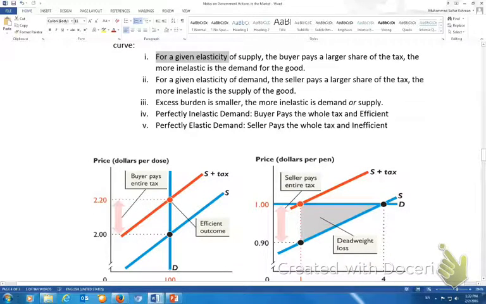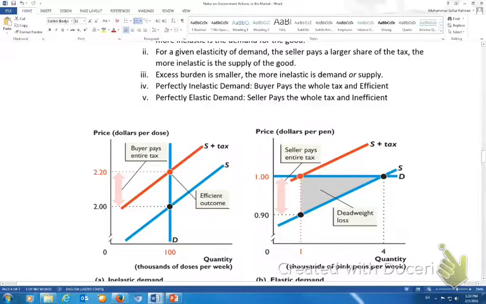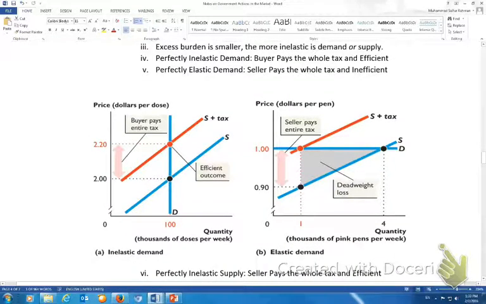So let's look at the first one, the figure on the left. We have a situation where the demand curve is vertical, meaning it's perfectly inelastic, and as a result of imposition of tax, our supply curve shifts up. Remember, our original equilibrium was at the intersection between the demand and the old supply curve. Market equilibrium quantity was 100, market equilibrium price was $2. When the supply curve shifts up, the market equilibrium quantity does not change, but the market equilibrium price increases to $2.20.